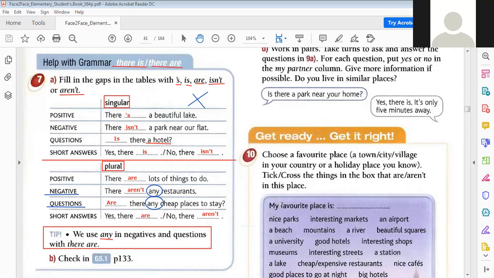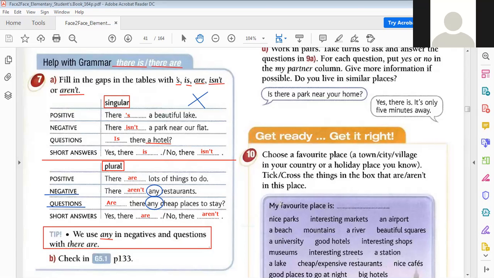Are there any houses? Are there any restaurants around here? Are there any hospitals? Are there any good hotels? Are there any cheap cafes? Are there any rent houses? Are there any houses for rent? For example.